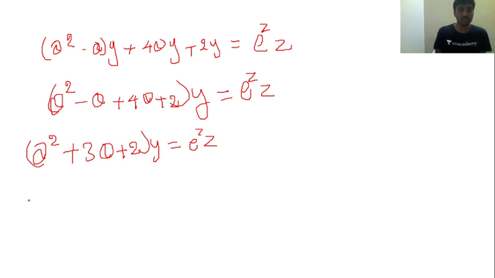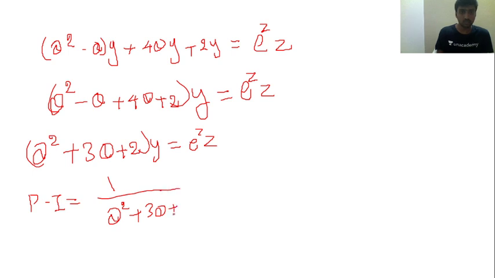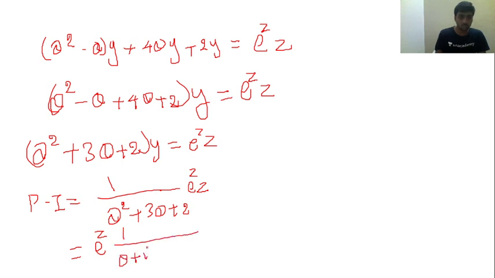Now the particular integral is given as PI is equal to 1 divided by theta square plus 3 theta plus 2 into e power z into z. Now take this e power z to the front side, then we are substituting theta is equal to theta plus 1. So theta plus 1 the whole square plus 3 into theta plus 1 plus 2 into z. So this is the substitution here.